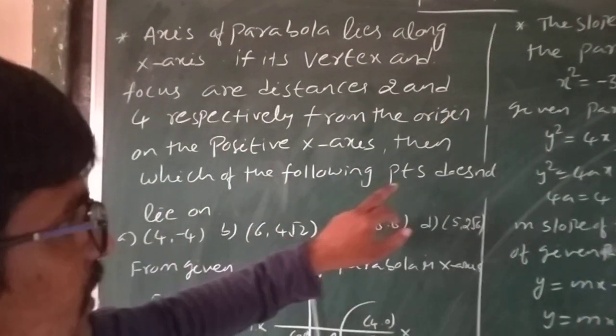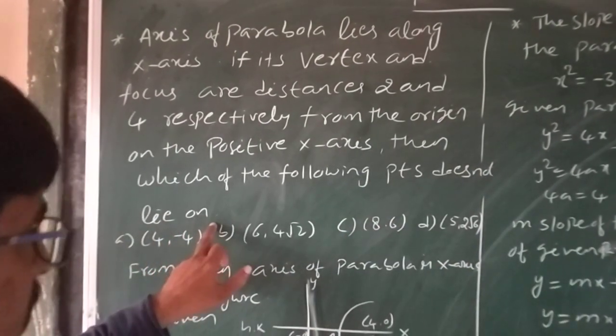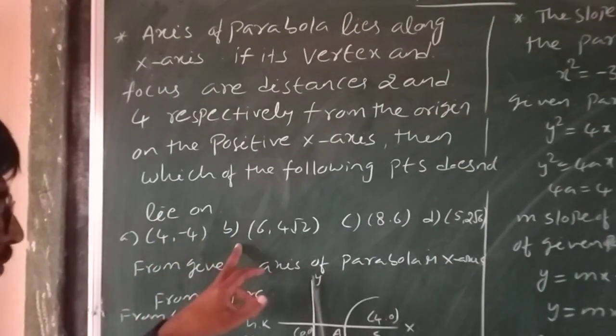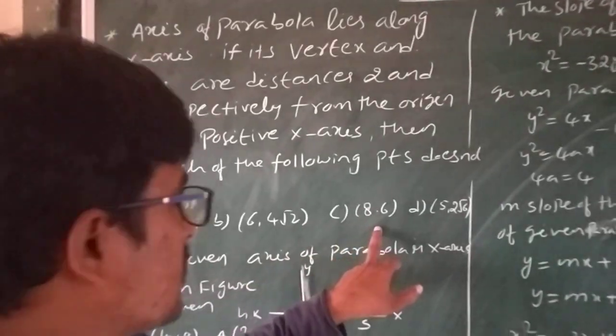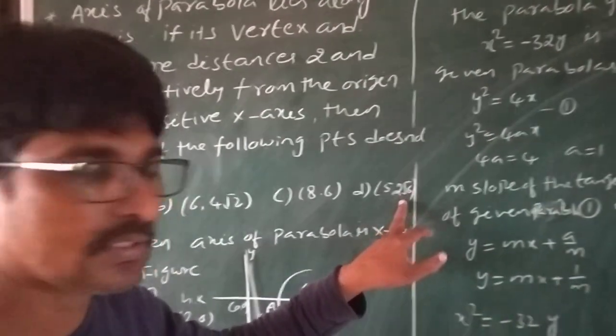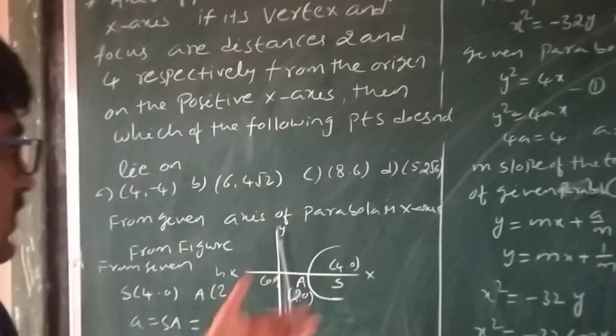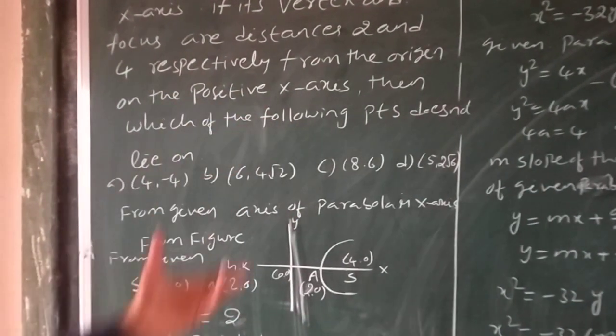Then which of the following points does not lie on the parabola: A (4, -4), B (6, 4√2), C (8, 6) and D (5, √6)? Which of the points does not satisfy the given condition?